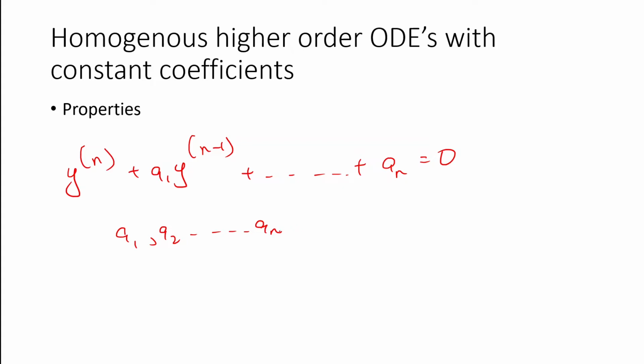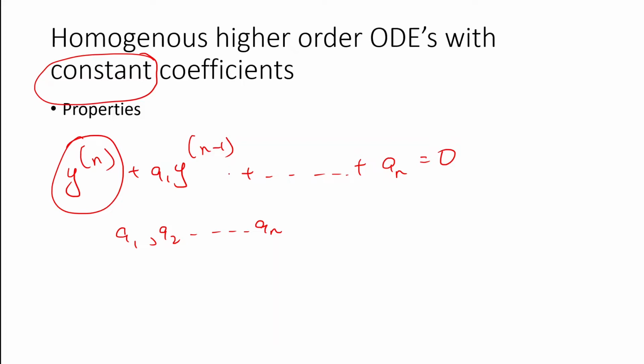Now, if the coefficients of the nth derivative, the n minus 1th derivative, and so on, are constant, like in this form, then the solution can always be found. So there is no question of not finding the solution. There is a general method by which you can find the solution, and I will show you this general method in the later slides.